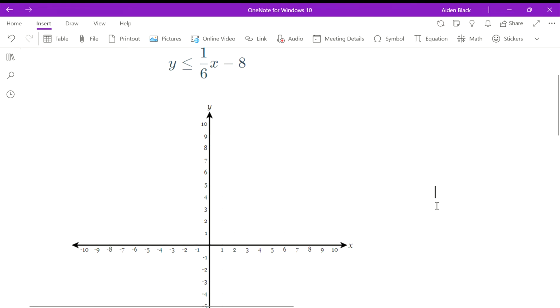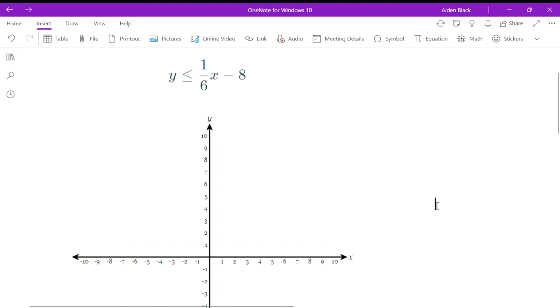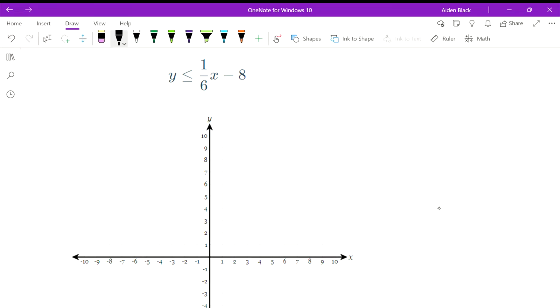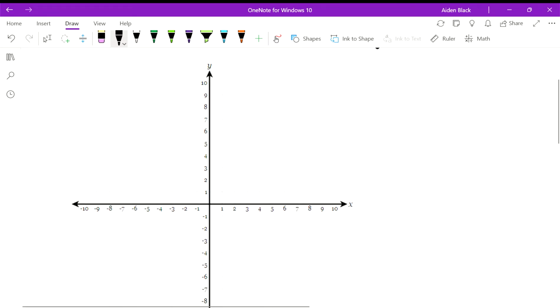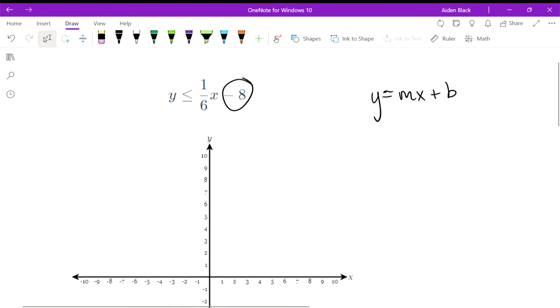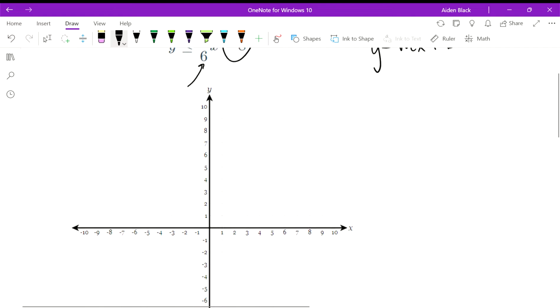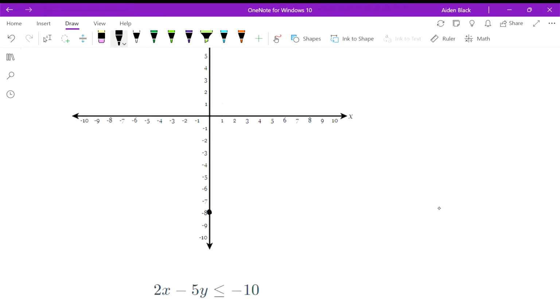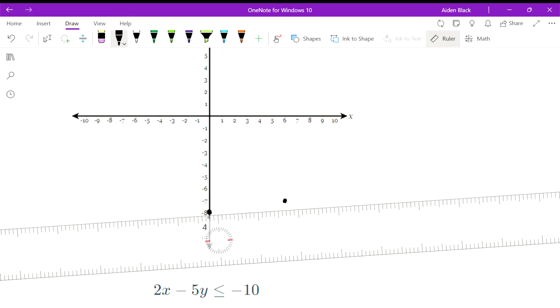Okay, so what we learned today was how to graph an inequality like the one we have above. We have y is less than or equal to 16x minus 8. What's nice is this is already in that slope-intercept form, so it's easy to graph. We know that the y-intercept is negative 8, so we go down to negative 8 and plot our point. And then from there we know our slope is up 1 over 6. 1, 2, 3, 4, 5, 6. So this is how we'll plot that.